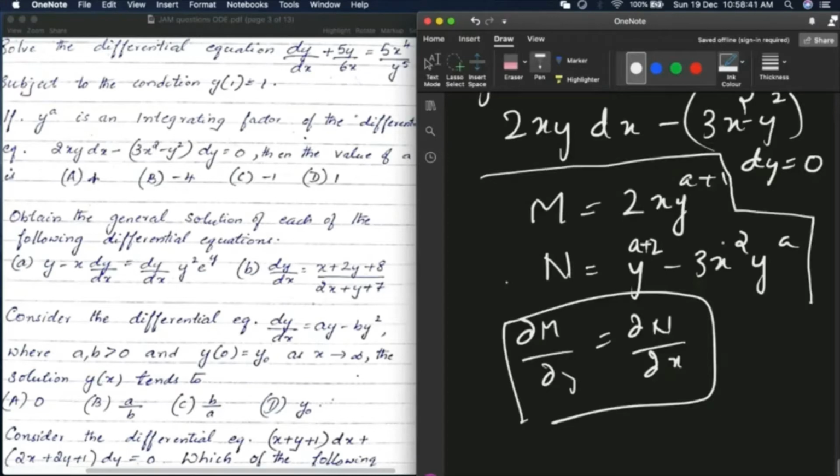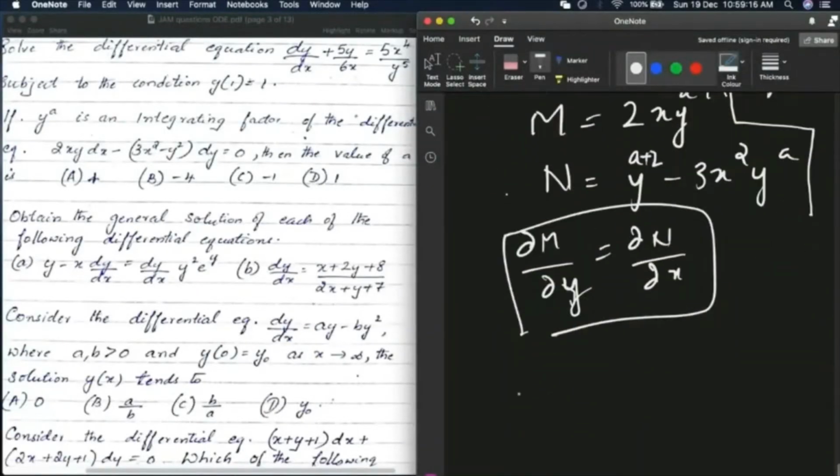This is going to be your M and N after I multiply it by the integrating factor. The meaning is, after multiplying with the integrating factor, this has to be exact. That's the property, or the meaning, of integrating factor. That means dou M by dou y should be equal to dou N by dou x. So find dou M by dou y and dou N by dou x and equate. What is dou M by dou y? Dou M by dou y is a plus 1 into 2x into y raised to a.